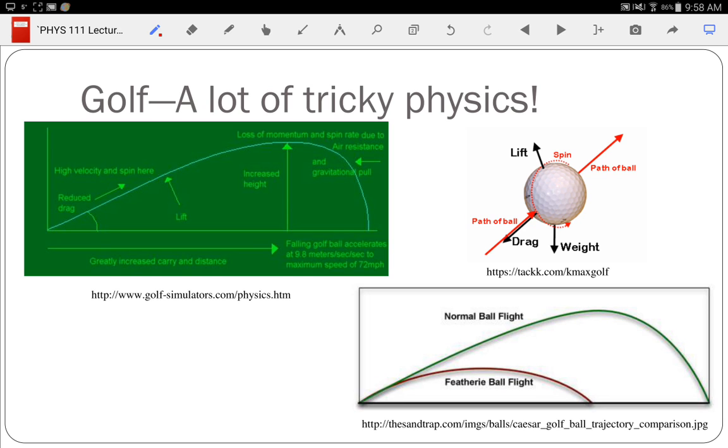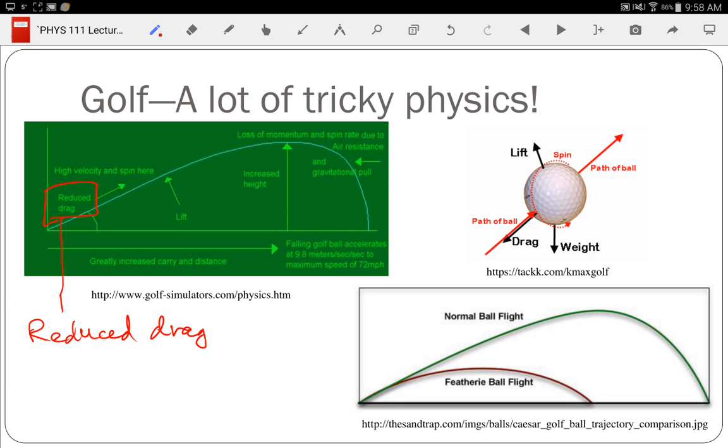Effects of air. Air makes a huge difference. So I put some links on here that talk about a lot of physics. But if you look at the top left picture, that top left picture is just illustrating what's going on. Now the colors here are not great, but the ball is spinning, and because that's spinning, you have reduced drag. That means the force of air resistance is actually smaller if the ball is spinning than if it's not. So air resistance isn't going to slow it down as much.